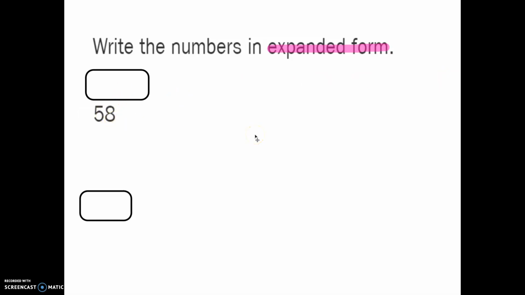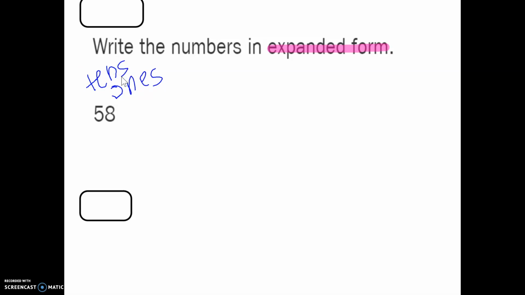So what I mean by that is we've got 58. In this number, 58, let me move my thing out of the way here. Thank you. So in my number 58, I have 2 digits. I have a 5 and I have an 8. The digit 8 is in the ones place, and the digit 5 is in the tens place.